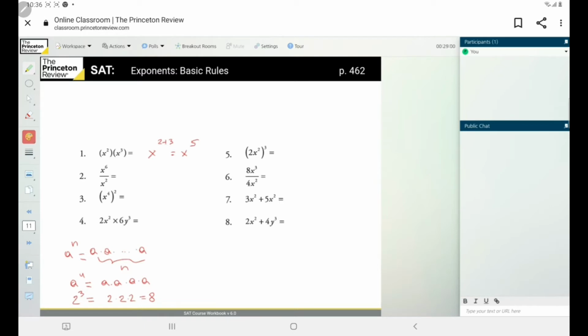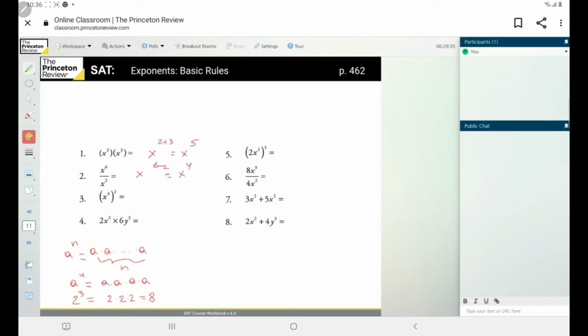The second rule is called the quotient of powers rule. Multiplication and division are opposites of each other. So when dividing two bases of the same value, keep the base the same and then subtract the exponent values. Here you see our operation is a division operation, and so again we keep the base the same and we subtract the exponents. 6 minus 2 gives us x to the 4.